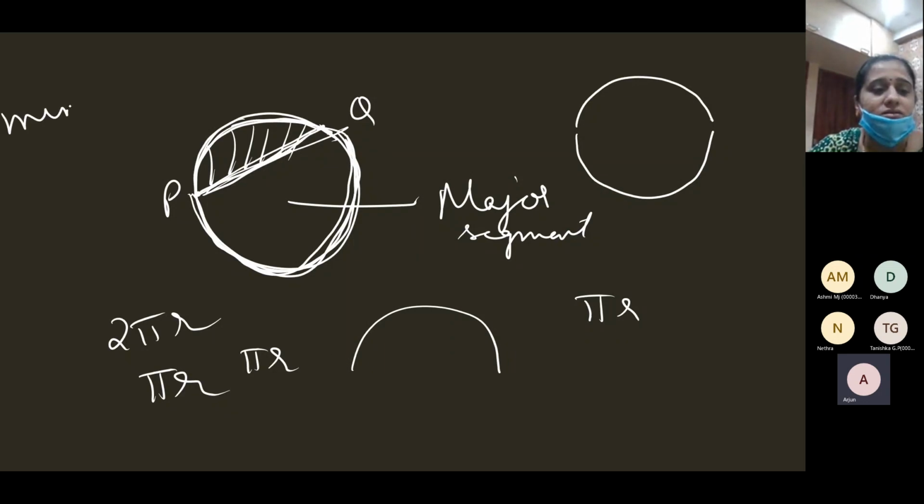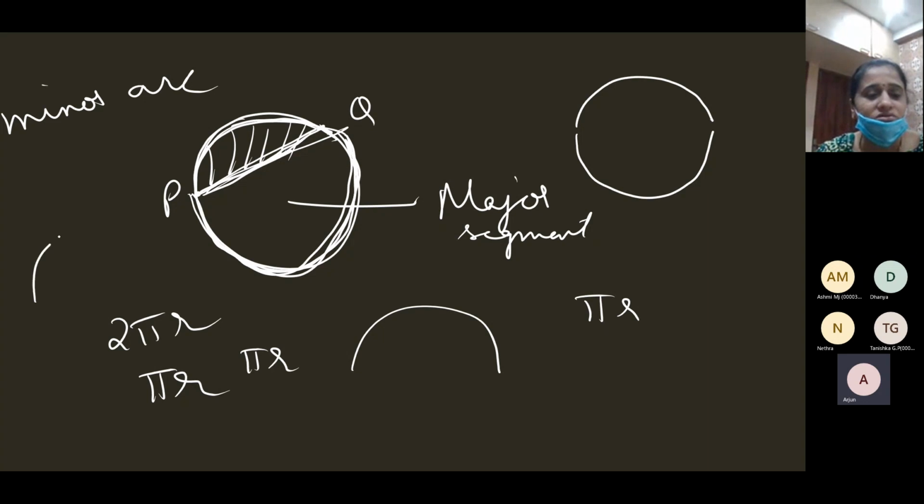So the length of a minor arc will be less than the length of a semicircle, because the semicircle marks the half. If the length of the arc is less than the length of the semicircle, it's a minor arc. If the length of the arc is more than the length of the semicircle, it's the major arc. So major, minor, you should compare with the length of the semicircle.